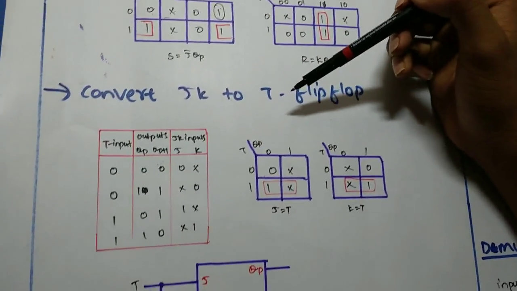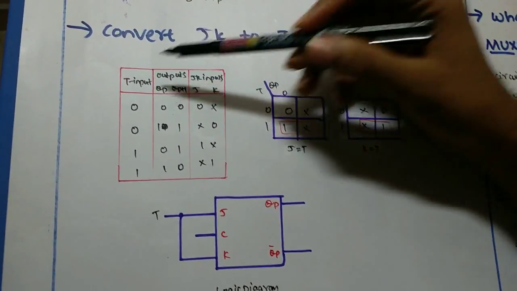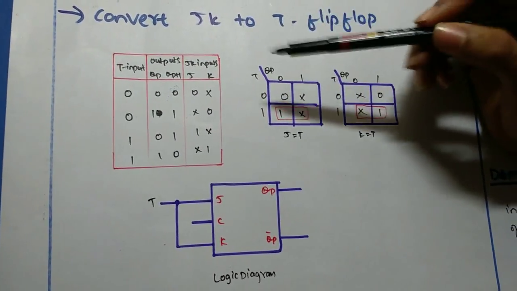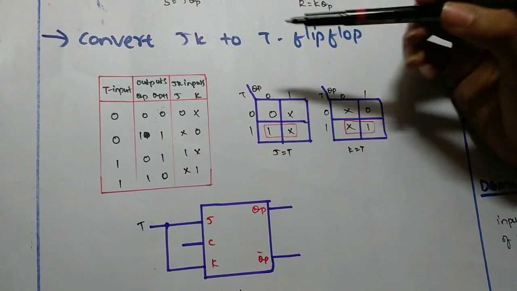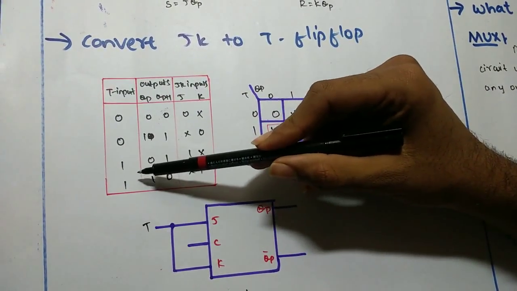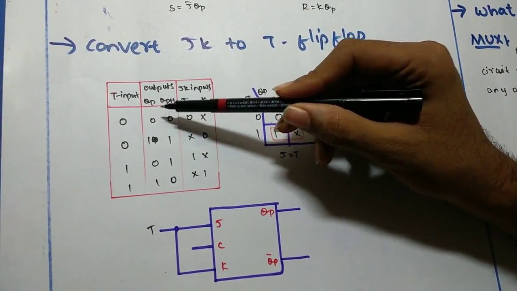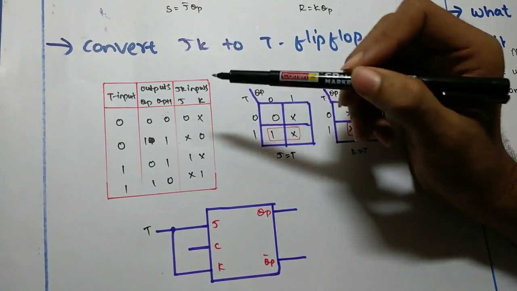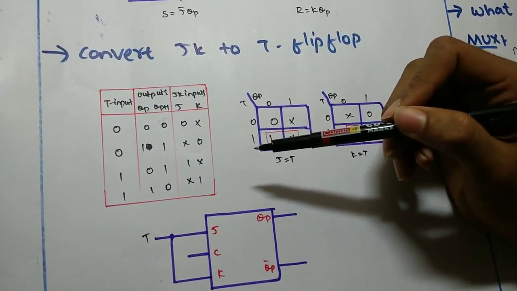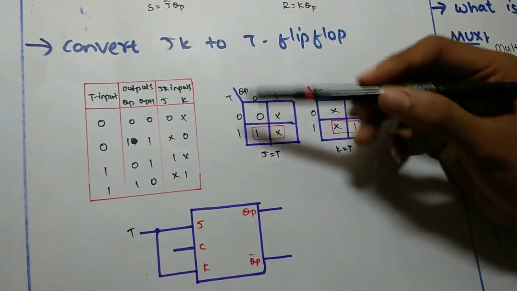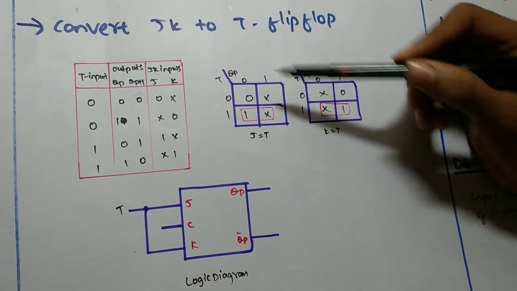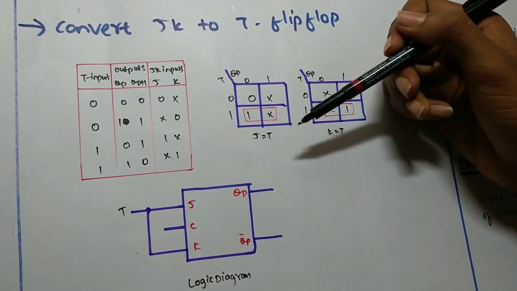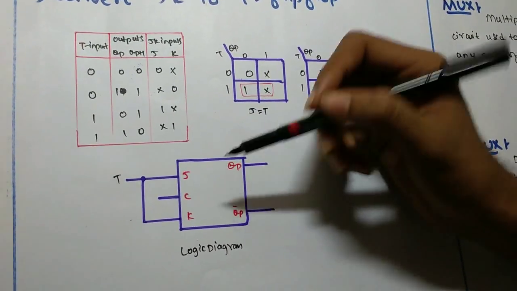Next I am going to tell you how to convert a JK flip-flop into a T flip-flop. Here J and K are the actual inputs of the flip-flop, and T is taken as the external input for the conversion. Four combinations are produced with T and QP. J and K are expressed in terms of T and QP. Here are the conversion tables, and these are the K maps for the conversion table, and this is the logic diagram.